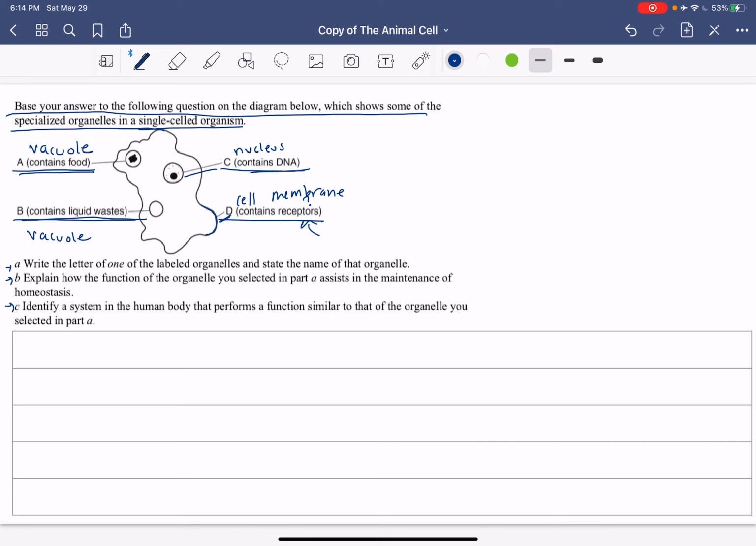Okay, we labeled this. Now let's see the questions, what they want. It's broken down. Let's start with A. Write the letter of one of the labeled organelles and state the name of that organelle.